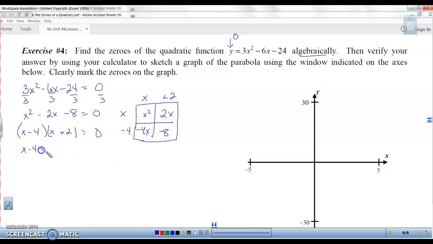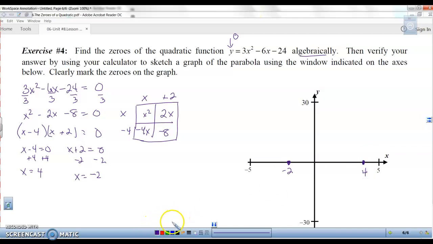Set the factors equal to 0 and solve. So we add 4 here. X is going to equal 4. This one is going to be subtract the 2. X is going to equal negative 2. So that means my zeros, one is going to be at negative 2, which is right there. The other one's going to be at 4, which is right here.